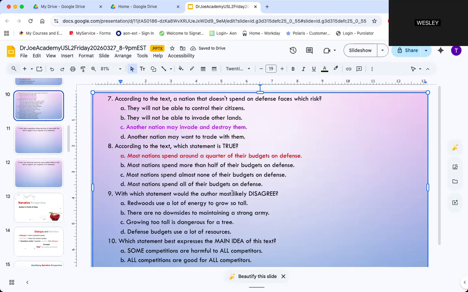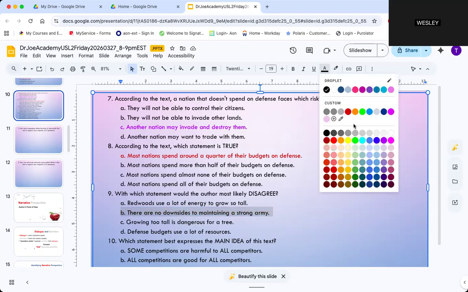Which statement would the author most likely disagree with? A. Redwoods used a lot of energy to grow so tall. B. There are no downsides to maintaining a strong army. C. Growing too tall is dangerous for a tree. D. Defense budgets use a lot of resources. I think it's B. That is correct. Good job.